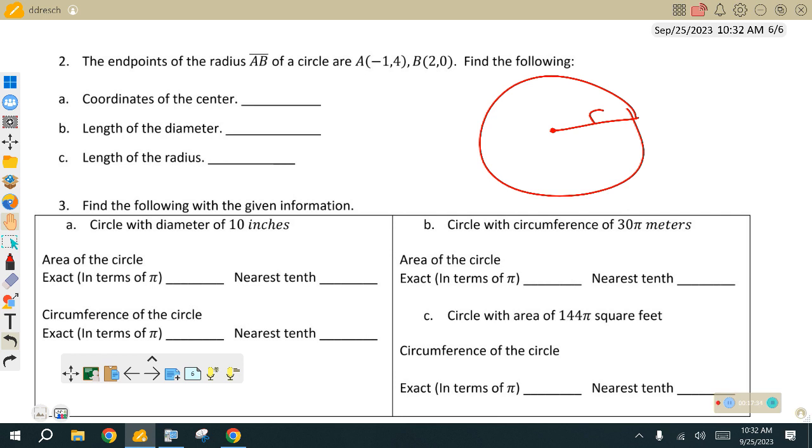Because if you called A the center, then B is going around it. Or if you call B the center, A is going around it. It's not going to change up the circle, is it? It's still going to be the same size of circle. So Anna, you said A, right? Fine by me.